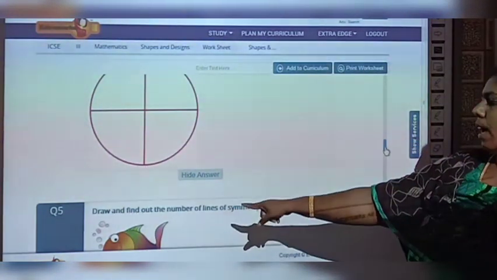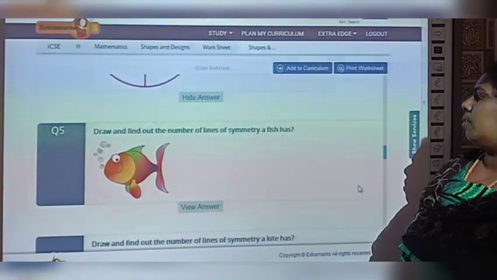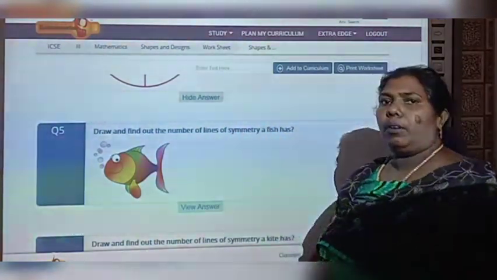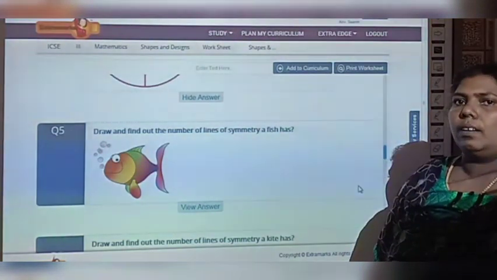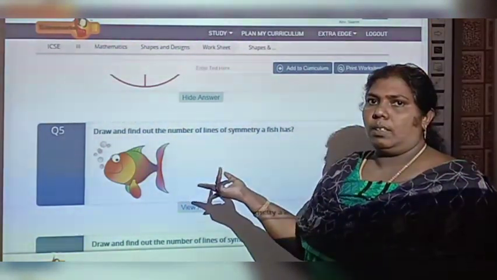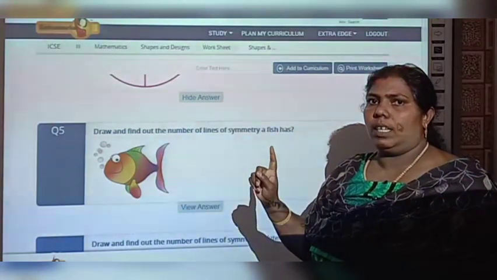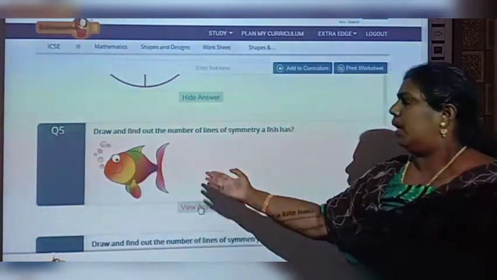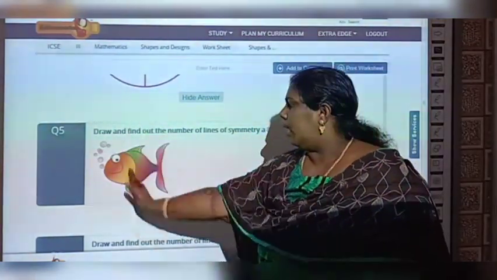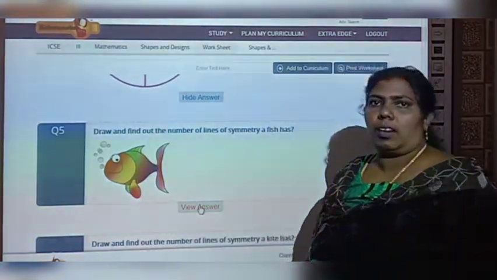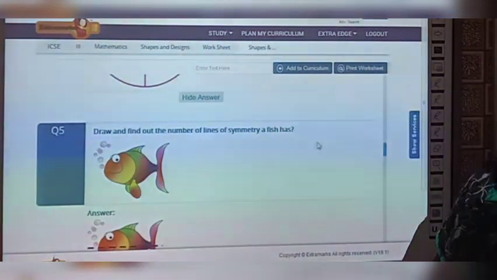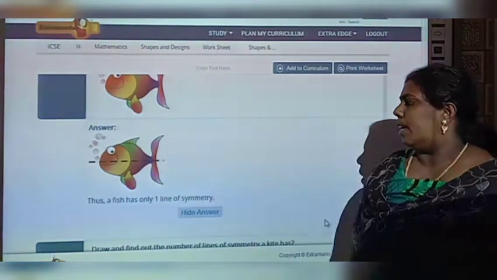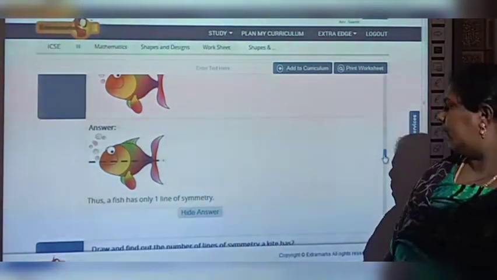Next question: draw and find out the number of lines of symmetry a fish has. This fish, how many lines can we make, the symmetrical line? Only 1 or 2? That is only 1 line of symmetry, isn't it? Is it vertical or horizontal? Horizontal. If you draw like this, we can get the identical shape. If you draw a vertical line, we cannot get it, right? See the answer. Only 1 line of symmetry, that is a horizontal line.